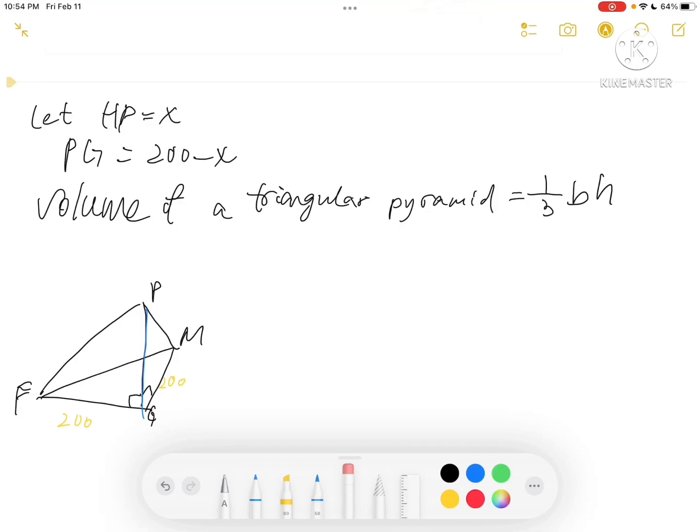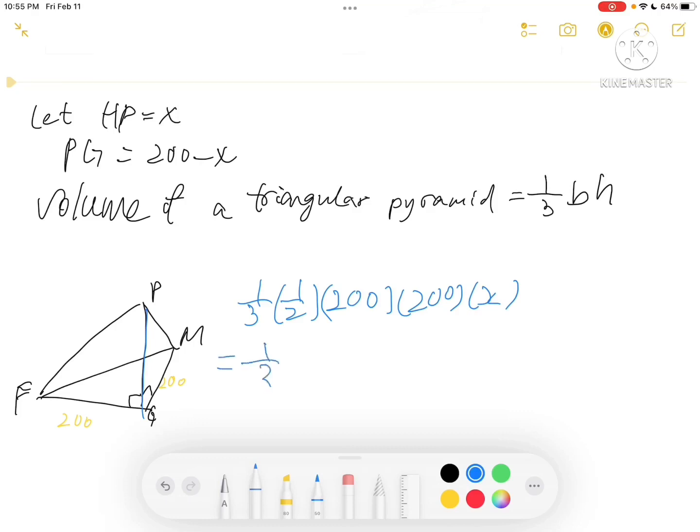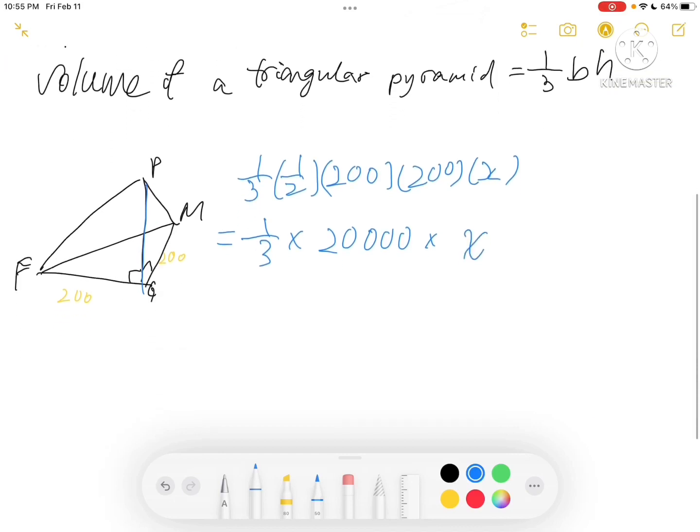Let's calculate the volume of F, P, M, G when F, M, G is the base. Firstly, we have 1/3 times the area of the base, which is a triangle, so 1/2 times the base times the height, times PG, which is X. So the volume is 1/3 times 20,000 times X.